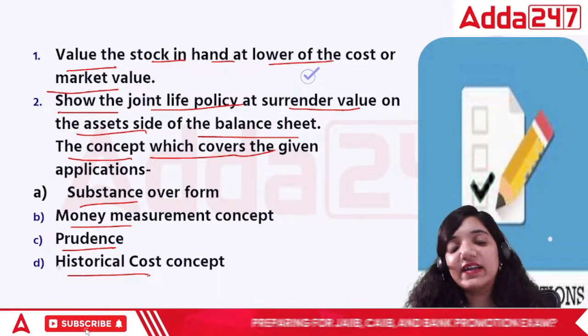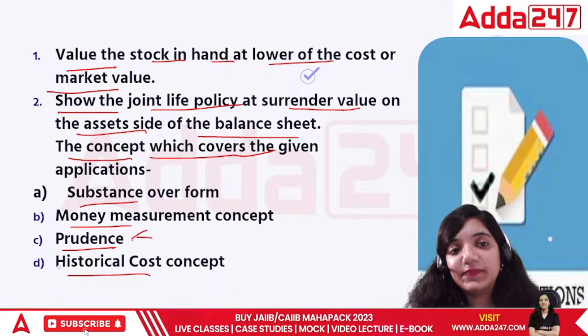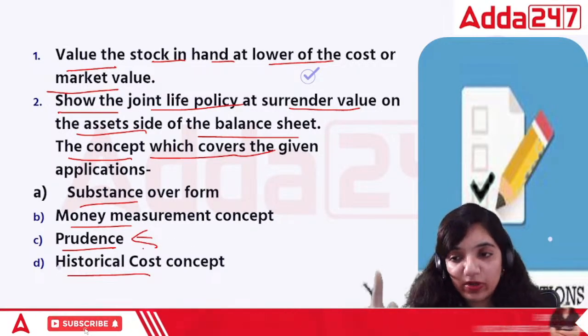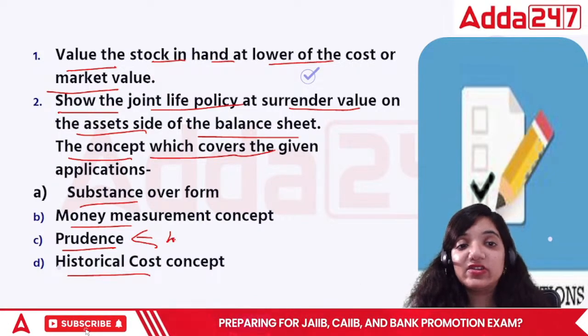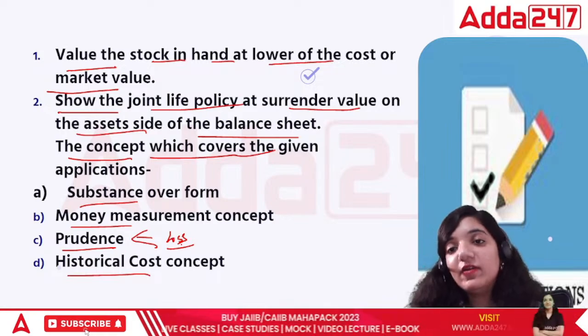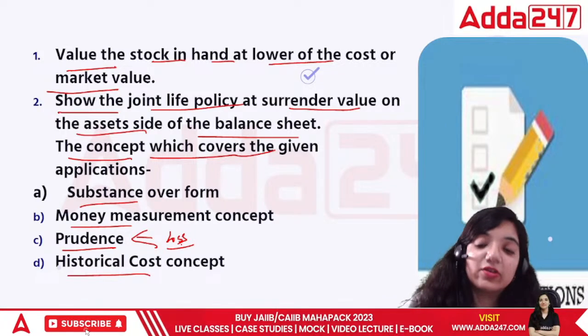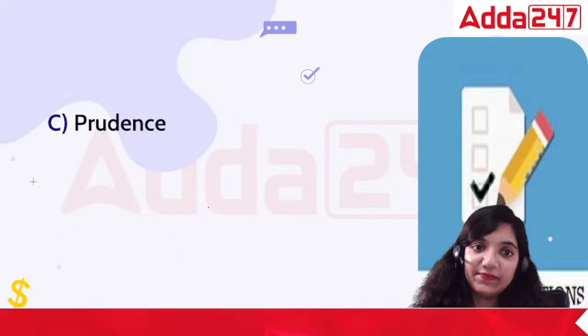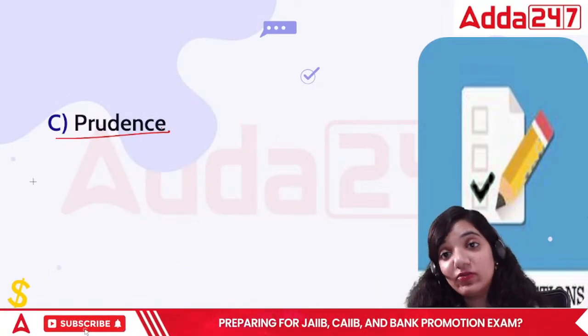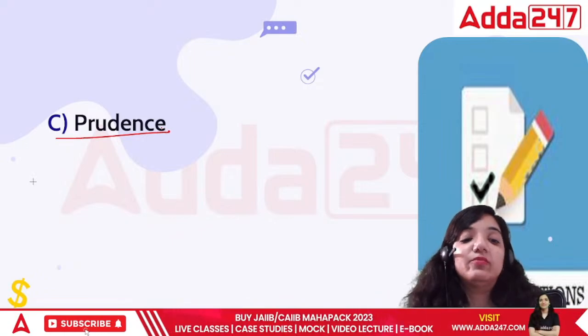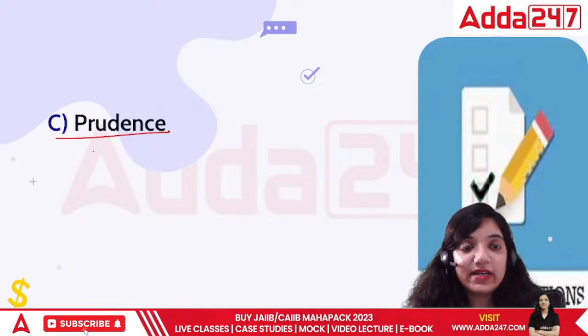So in this case, the correct answer would be prudence. Because whatever the true situation is, we will record things at that point of time. If there is a loss, note it right away. Profits, wait for them. That is what prudence itself says. So in this case, since we were recording things at the lowest value today, we are talking about prudence, or it is also called conservatism.